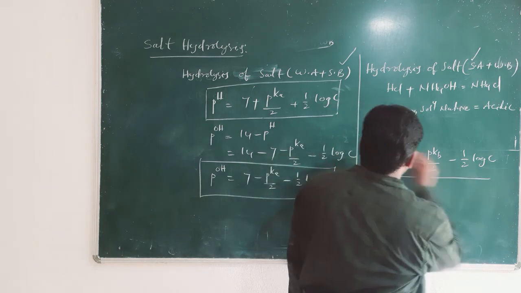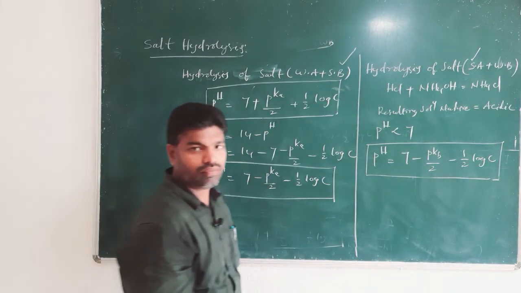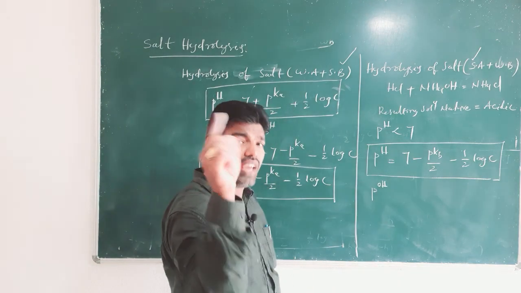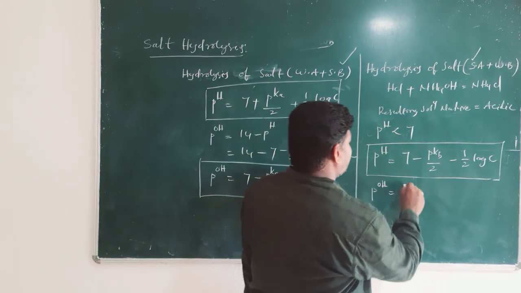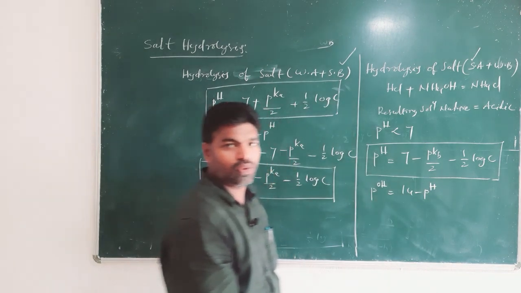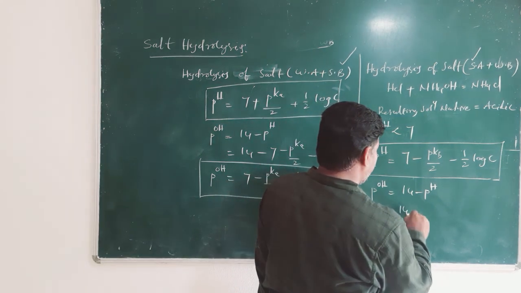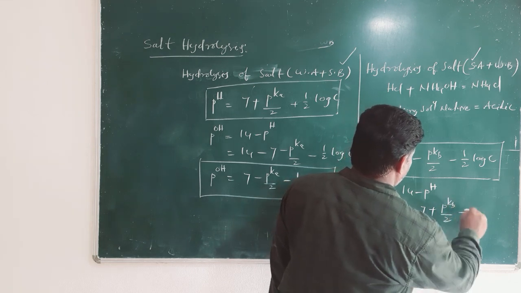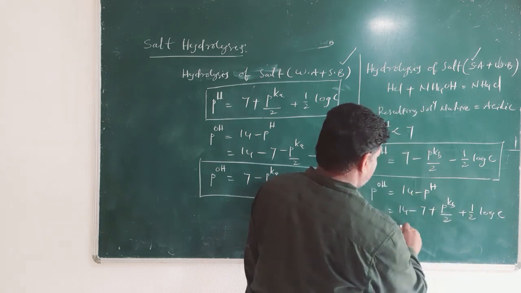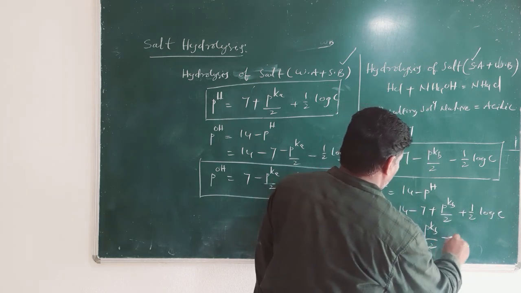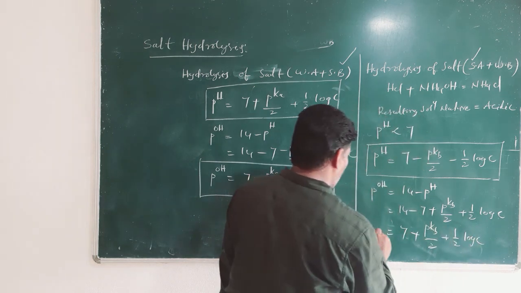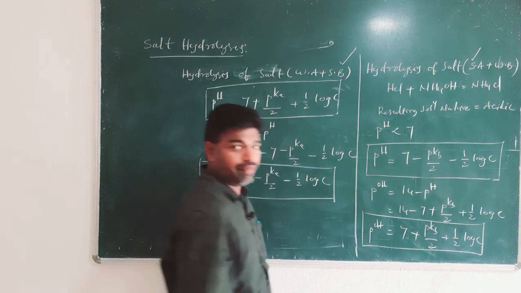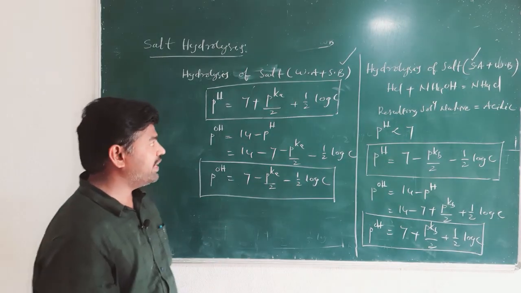These are two very important formulas. And we can calculate the pOH. Of course, no need to calculate it directly. For example, if they ask pOH, then you need to subtract pH from 14. 14 minus pH is 7 plus pKb by 2 plus 1 by 2 log C. So, pOH is this. You keep this point in your mind.